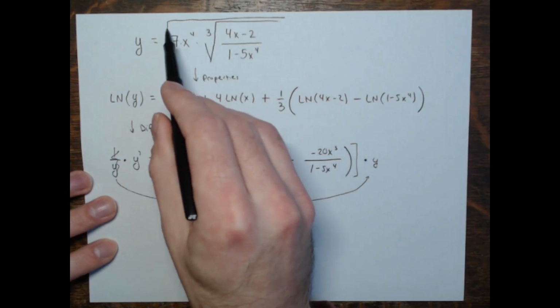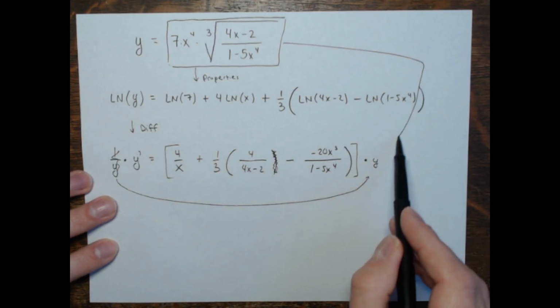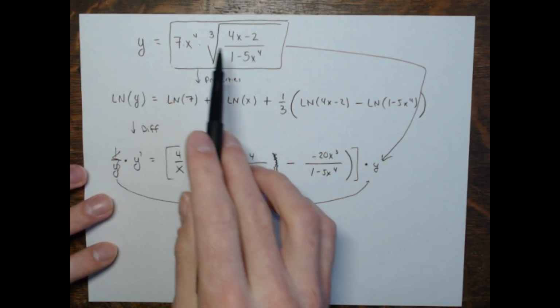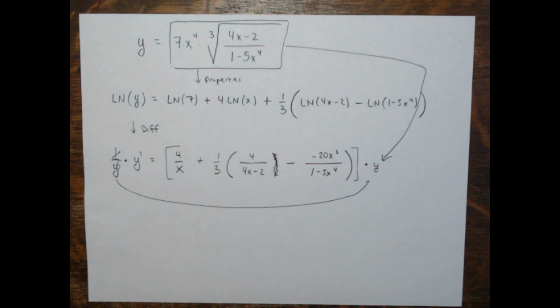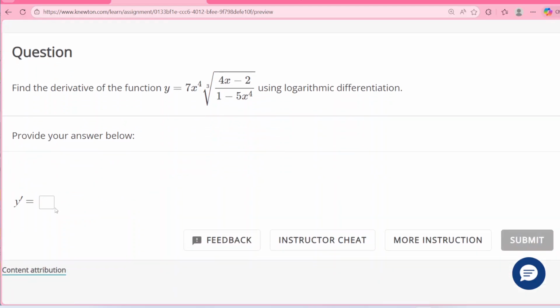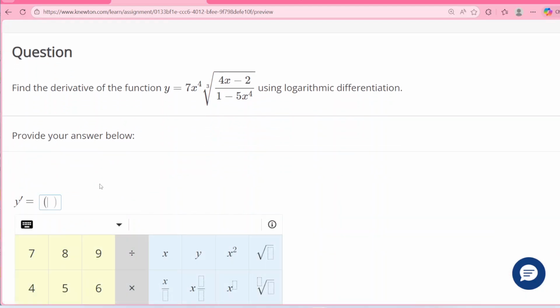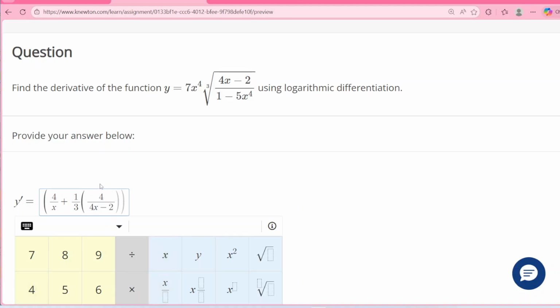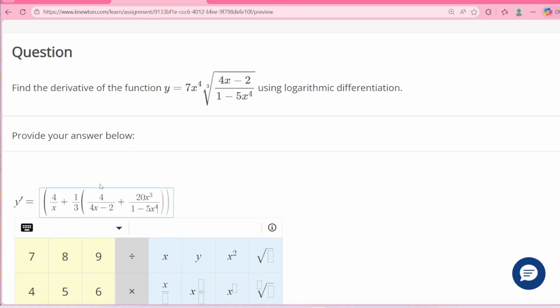And y was this thing. So I have to type the original y after all this. Again, a lot of stuff. So in parentheses, 4 over x plus 1/3 times the quantity 4 over 4x minus 2, and then plus 20x cubed over 1 minus 5x to the 4th. This was all in the parentheses after the 1/3, and then close the big set of parentheses.